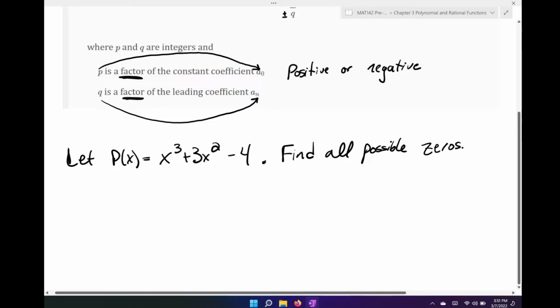So we're going to let P of x equal x to the third plus 3x squared minus 4. And all we want to do for this example is just find all possible zeros, okay? So I need to go ahead and apply the rational zero theorem. So the rational zero theorem tells me to take all of the factors of my constant term and divide them by all the factors of my leading coefficient. And remember, these can be positive or negative, okay?